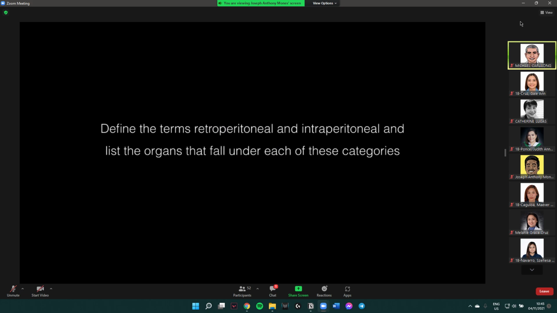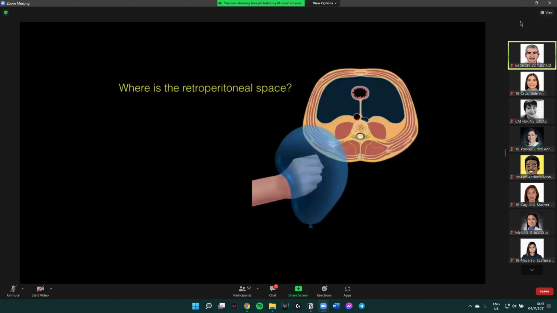Now, define the terms retroperitoneal and intraperitoneal and list the organs that fall under each of these categories. Okay, so where is this retroperitoneal space and what is it? Well, this prefix retro means behind, and peritoneal means the peritoneum. So we look over here, we go, okay, there's the peritoneum outlined in blue, and in yellow, that's the retroperitoneal space, which is behind the peritoneum.